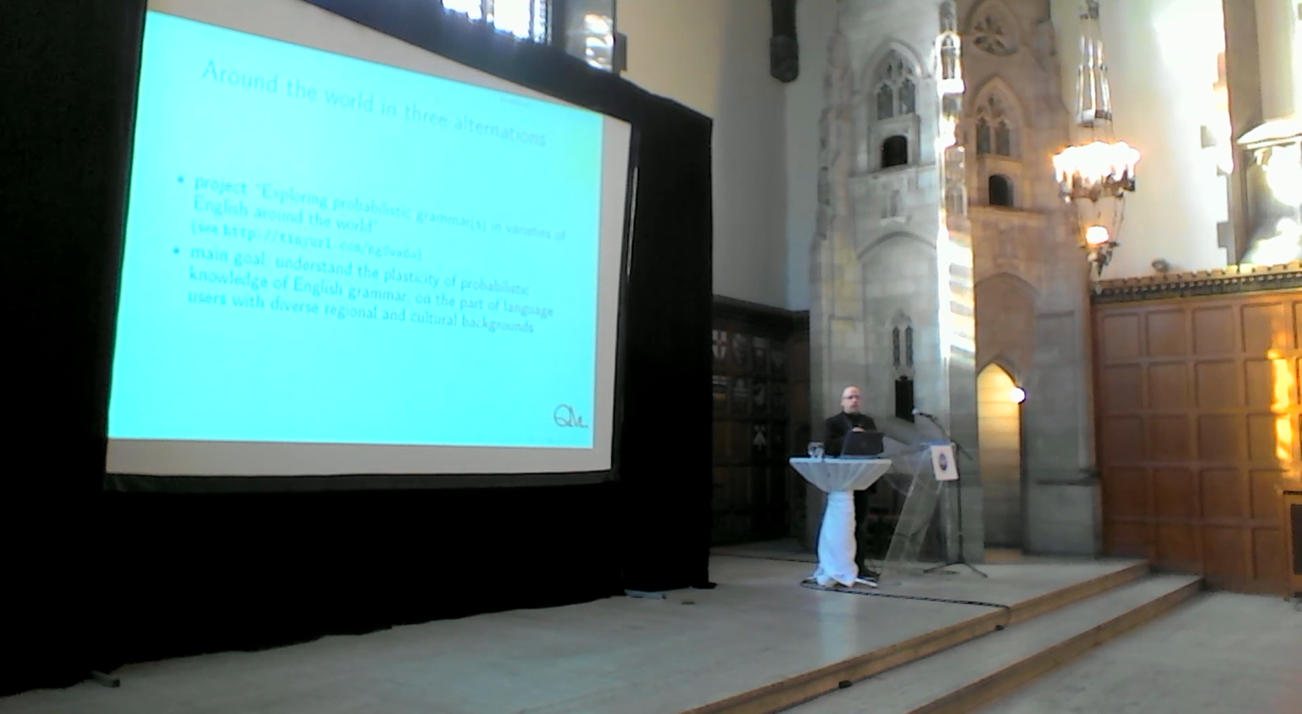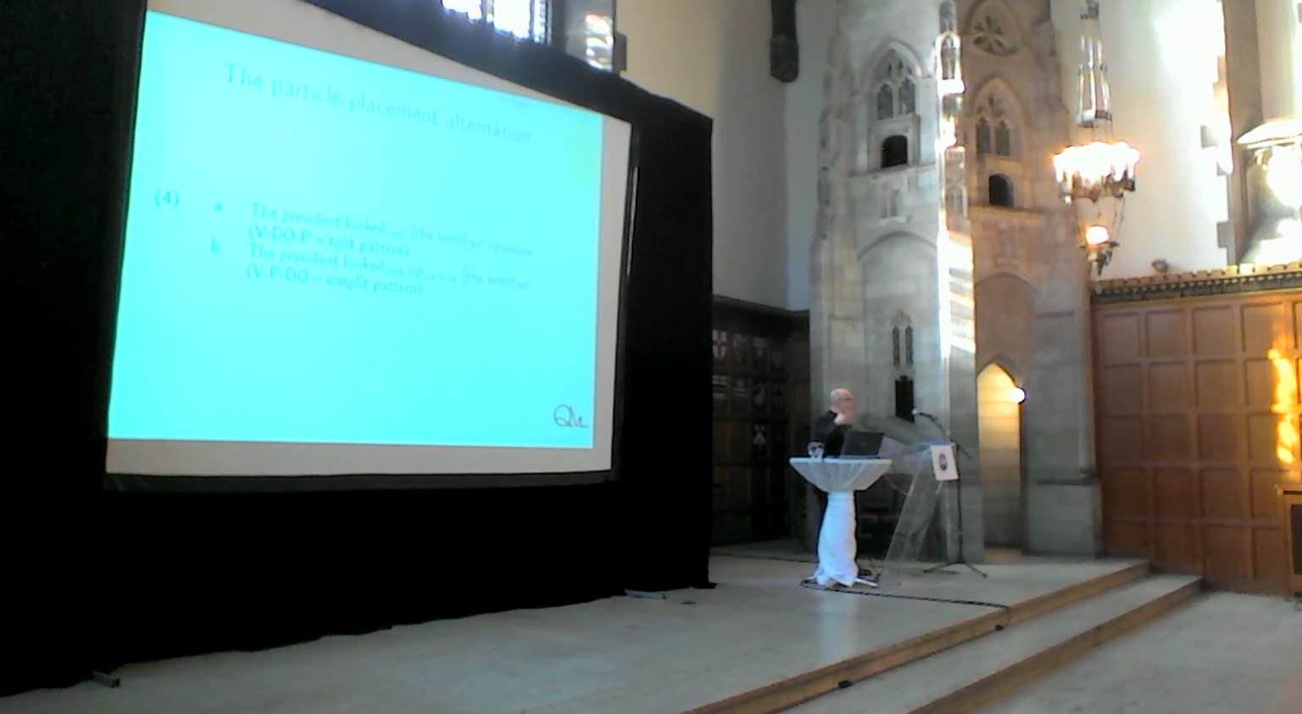So it's the first results coming out of a project that we are in the process of conducting at the University of Leuven, and our main goal is to understand the plasticity of probabilistic knowledge of English grammar on the part of language users with diverse regional and cultural backgrounds. We study a number of grammatical variation phenomena, including the particle placement alternation, the variation you find after English transitive particle verbs: the split pattern, such as in 4a, "the president looked the word up," where the direct object intervenes between verb and particle, and the unsplit pattern, as in "the president looked up the word."